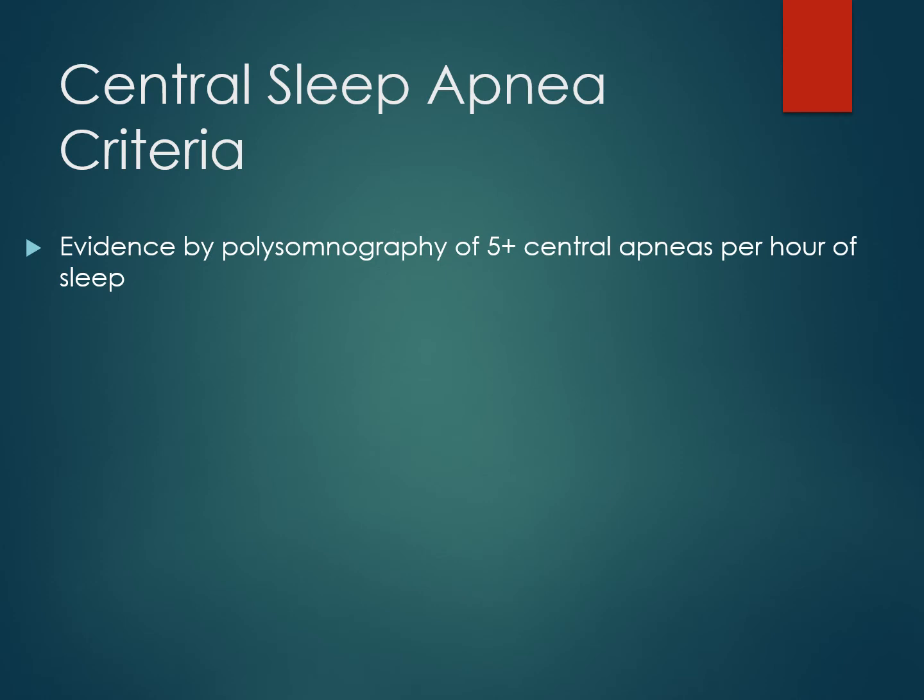In central sleep apnea, again, the person is experiencing a disruption and halt in airflow, specifically at least 5 per hour of sleep. But the reason is different. In this case, there is a complete cessation of respiratory activity in the brain. So the person stops breathing because the brain is no longer telling the person to continue breathing. This type of sleep apnea is most commonly found in people with certain central nervous system disorders like head trauma or vascular disease.